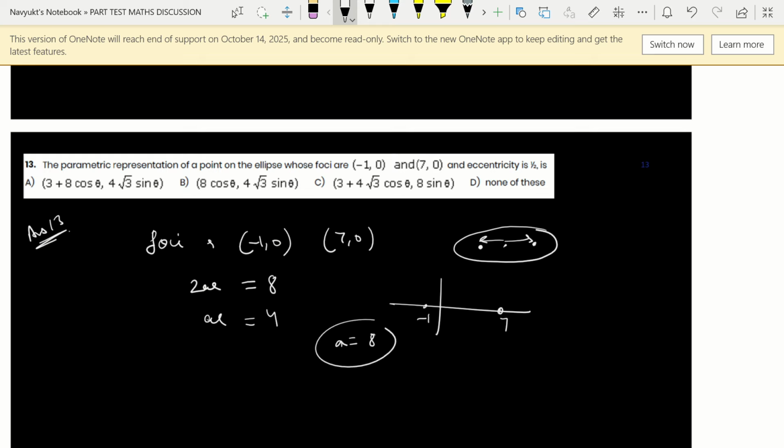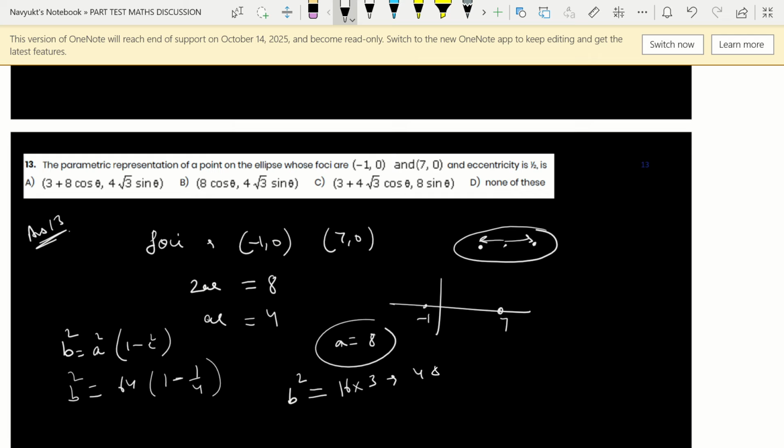Now from here, the basic relation of ellipse: b square equals to a square, e square minus 1, right? A square, 1 minus e square. What is a value? It's 64. E is half, 1 by 4 is b square. So finally we'll get the b square value as 3 by 4, 16 into 3, correct? Which is how much? 48. So we have a square also, we have b square also. A square can be written as 64.